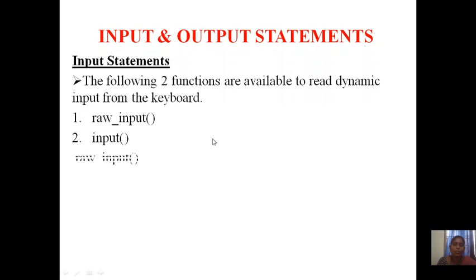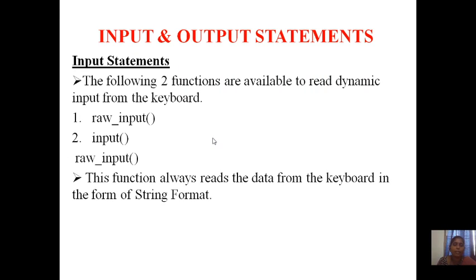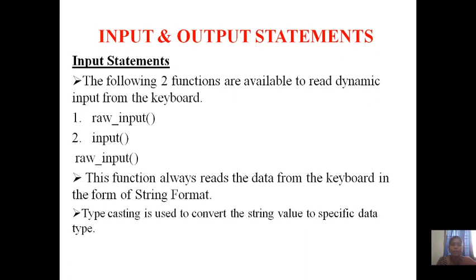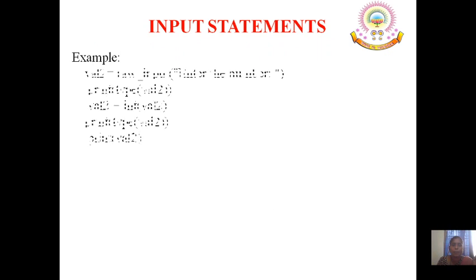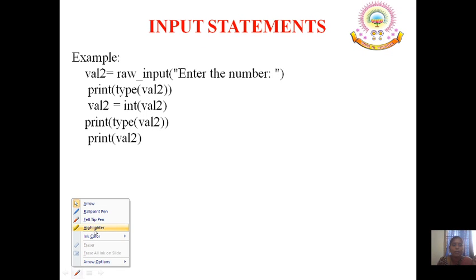When you are using the raw_input statement, it will take the data directly from the keyboard in the form of string. So here you have to use the typecasting method to convert the string format into a specific data type format. So let us see the example. So here value2 is equal to, we are using raw_input.